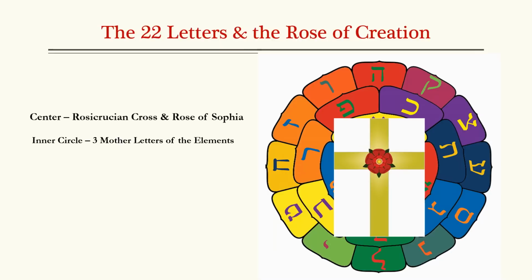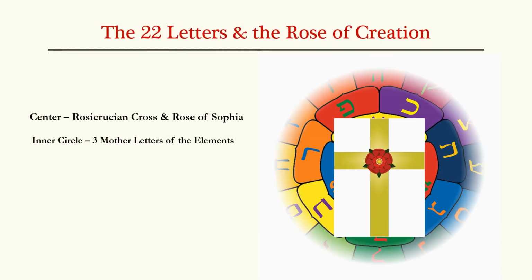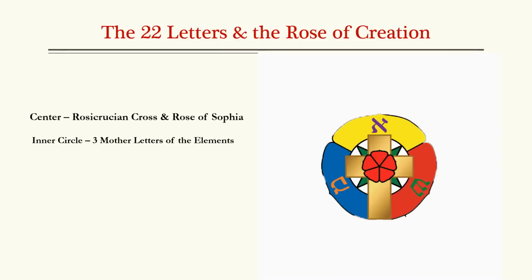Next, we have the inner circle with the three mother letters, as they're called in Hebrew. The three mother letters of creation: Aleph, Mem, and Shin, which you see colored in their elemental colors of air for Aleph, red for fire, Shin, blue for Mem, and water. Water and fire are obviously two contraries, and air is said to be the tongue of balance between them.